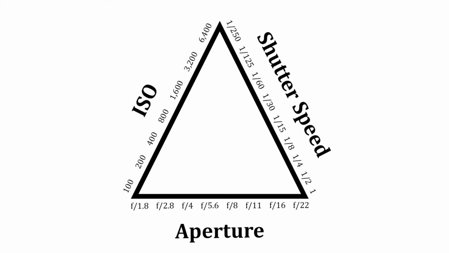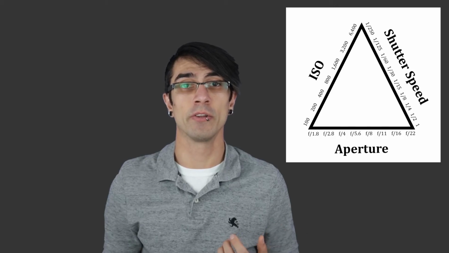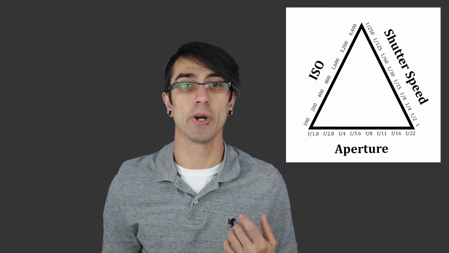So all in all, this lesson can be summarized with this graphic, the exposure triangle. It represents the relationship between aperture, shutter speed, and ISO. Finding the balance between these settings in order to create the image you want to create takes time and practice. So go out there and start snapping those photos.